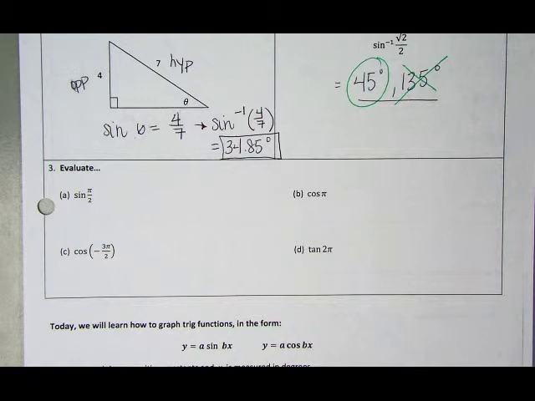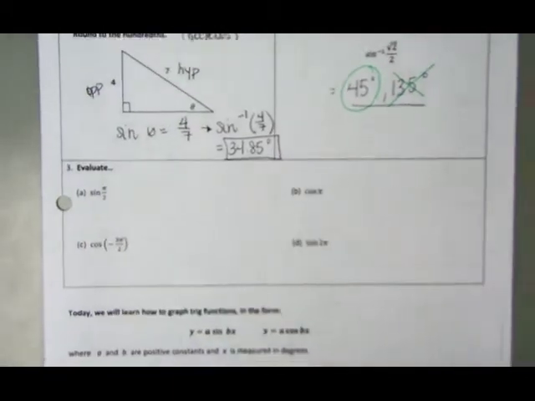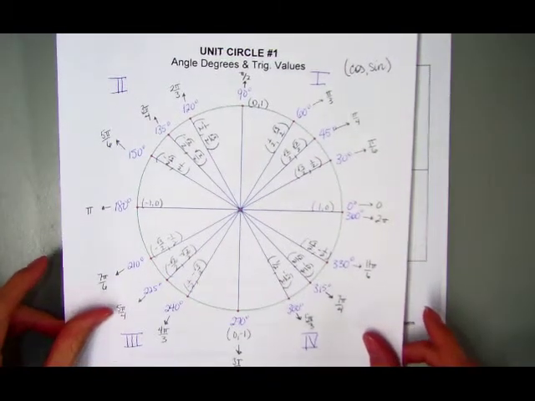So if we're looking at number 3, if I get my unit circle out again, and I know you guys should have this with you, or at least have it in your binders, I pull this out.